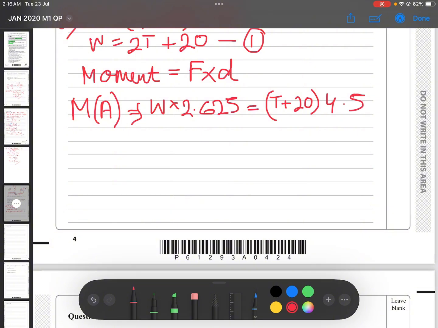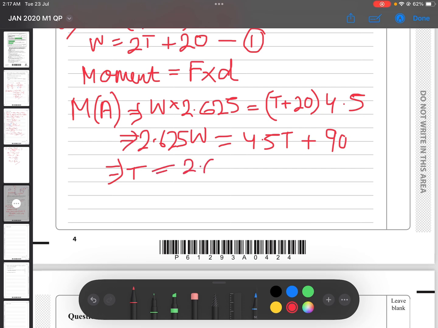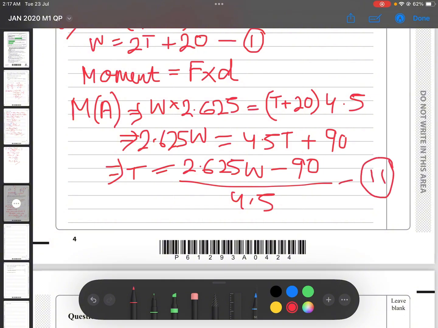Now we have the duty to just simplify everything out. 2.625W equals 4.5T plus 90. 20 times 4.5 is 90. Alright. And now we are going to make T the subject. Making T the subject, it's going to be 2.625W minus 90 divided by 4.5. This is my equation 2. I can substitute this tension over here to find W.